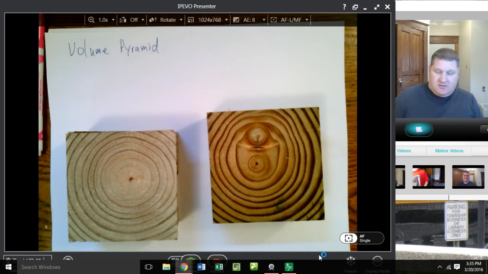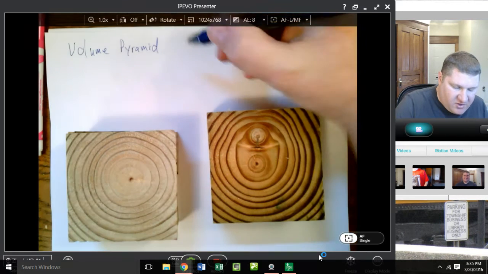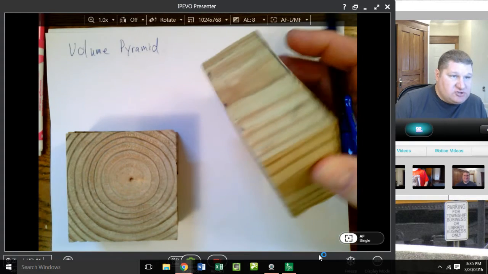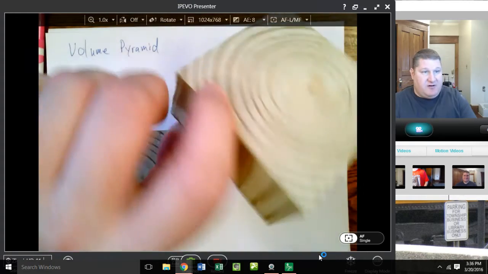Okay, ladies and gentlemen, let's take a look at volume of a pyramid. Now, volume of a pyramid. We'll start with something like this. This obviously is not a pyramid.